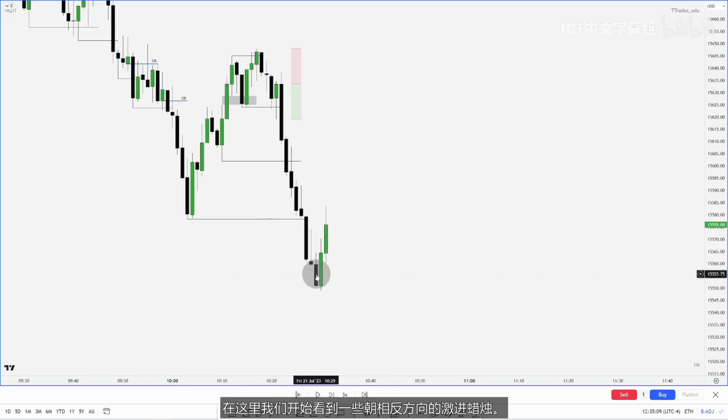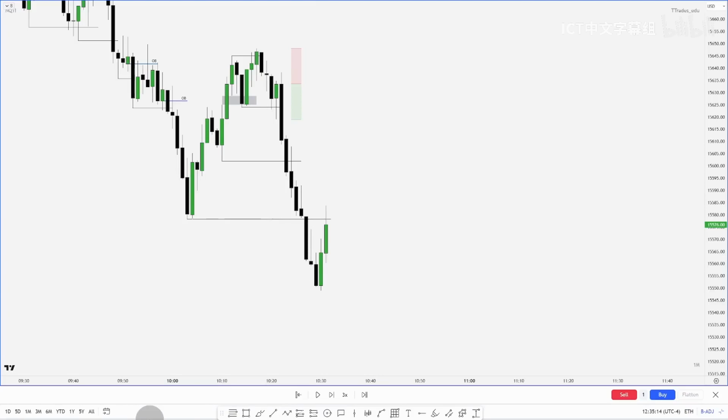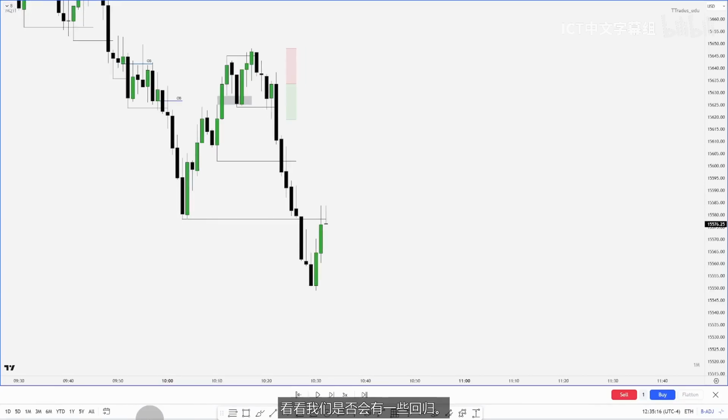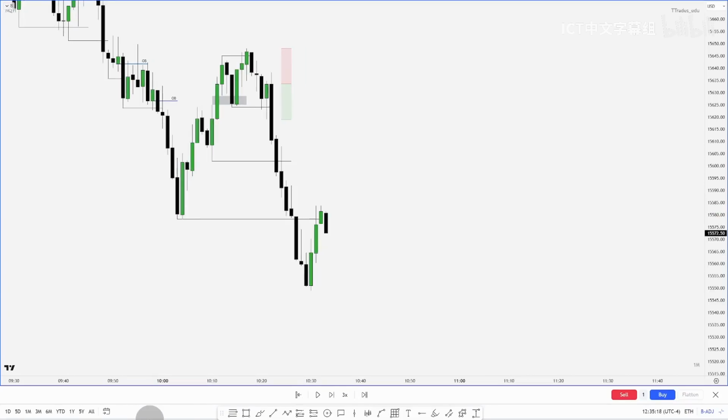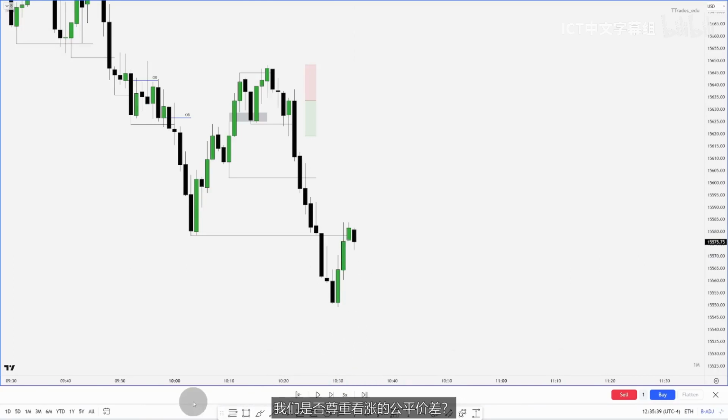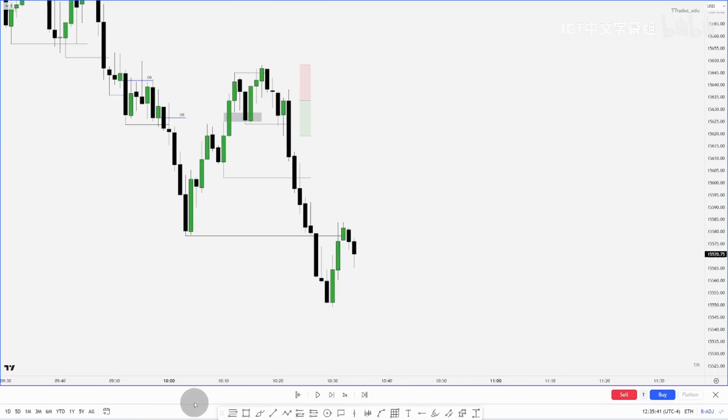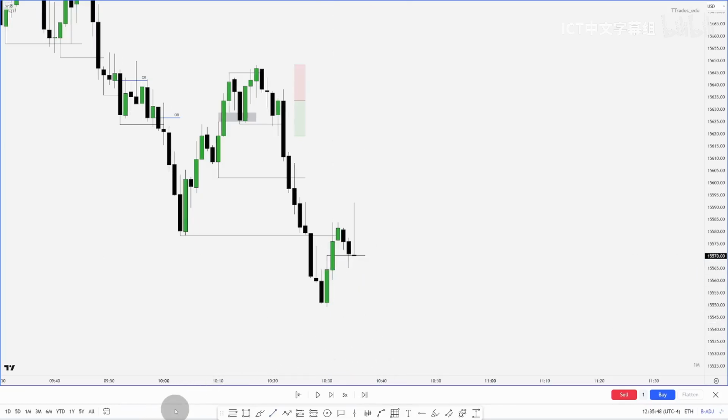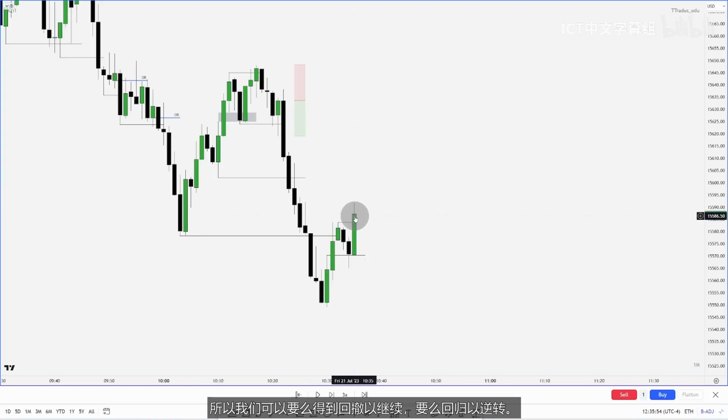Okay, here we start to see some aggressive candles in the other direction, right? Let's see if we get some displacement back in. Are we respecting bullish fair value gaps? Let's see, still closing outside of that. Let's see what the next candle does. It reaches higher, and where is this close? Over this high. So we can either get retracement for a continuation or displacement back in to reverse.